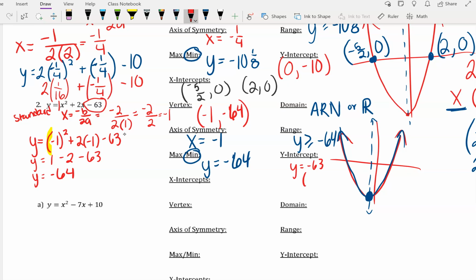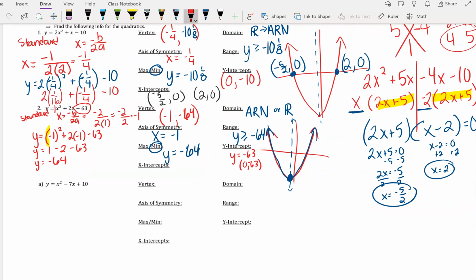Which we should actually write as a coordinate point. That would be the point 0, -63. So y-intercepts are always 0, number. X-intercepts are number, 0. All right.